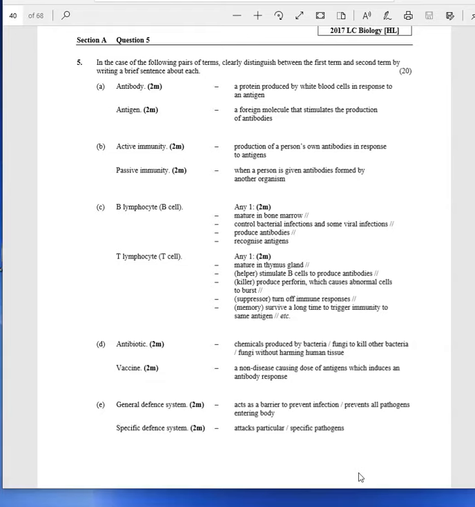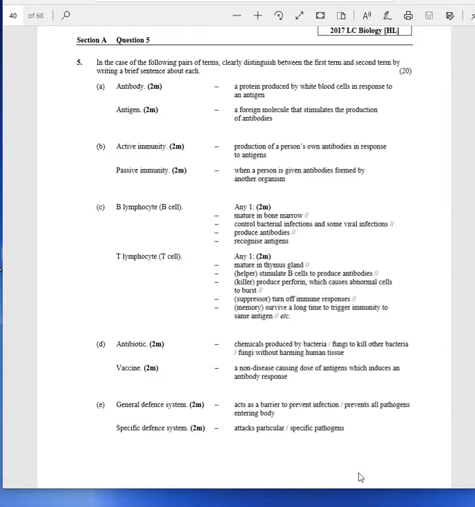Active immunity is production of a person's own antibodies in response to antigens, whereas passive immunity is where a person gets given antibodies formed by another organism. So your tetanus injection is passive immunity. When you were a baby in the womb, you were getting passive immunity from your mother. If you breastfed, you got passive immunity. Right? A B lymphocyte is a B cell. They mature in your bone marrow, they control bacterial infections and some viral infections, and they produce antibodies.